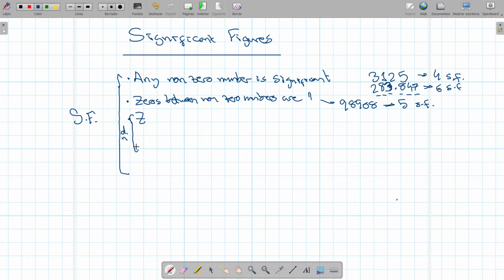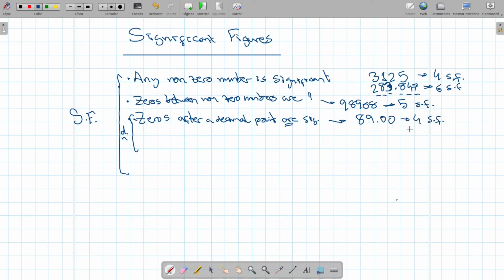Zeros after a decimal point are significant, because if I give those numbers, it means that I know that my instrument can provide that precision. So for example, 89.00 has 4 significant figures.